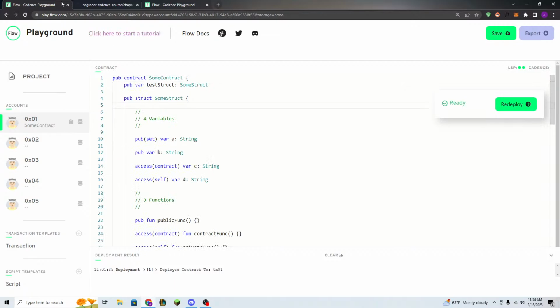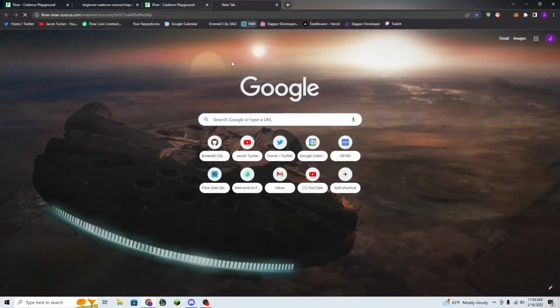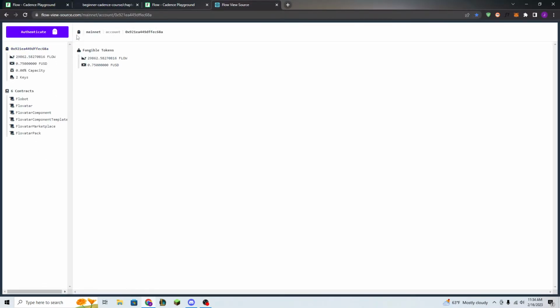The problem with the playground is you can only deploy one contract per account. However, in the real world, that's not the case. We can actually see here if I pull up this account on mainnet. This is the account that is holding all of the Flovatar contracts.